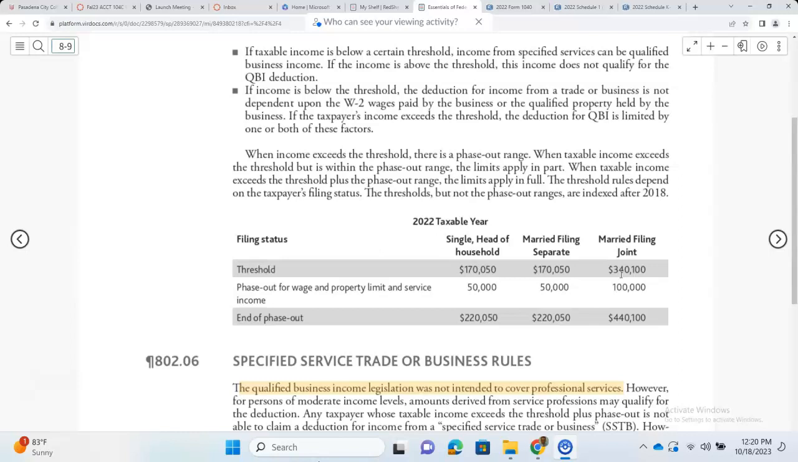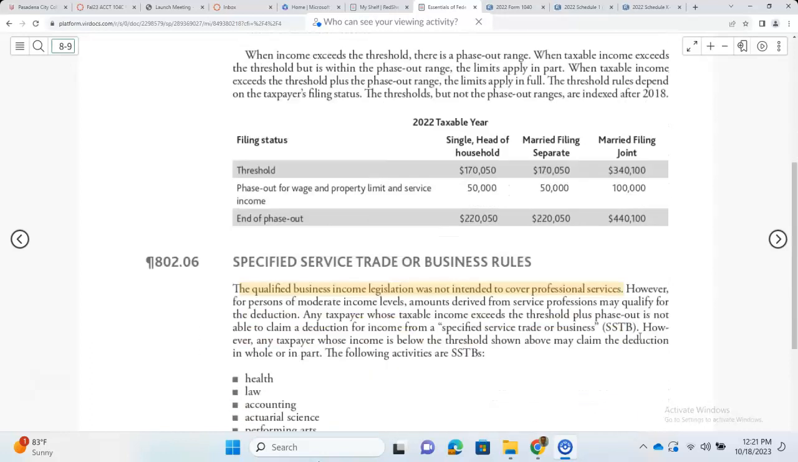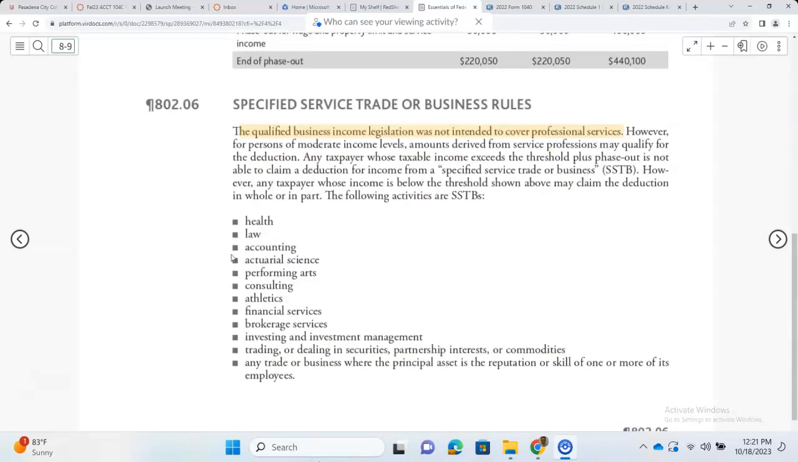But the moment you grow larger, more than this threshold, no more. For professional services like accountant, law, athletics, all those stuff, you will not be part of it. Engineering is not in here. That means if you are an engineer and you make $1 million of income, still you are qualified.